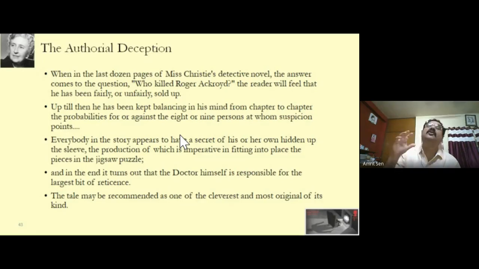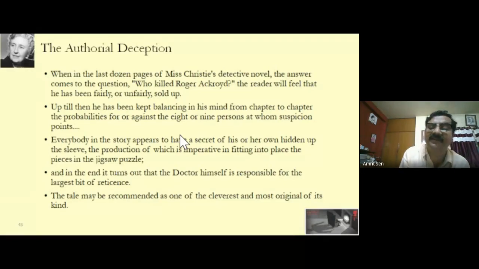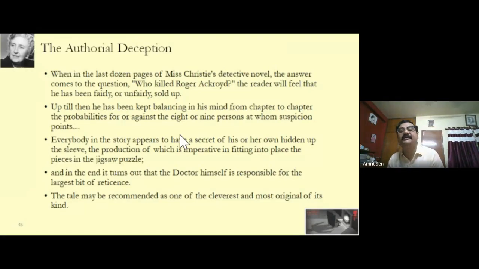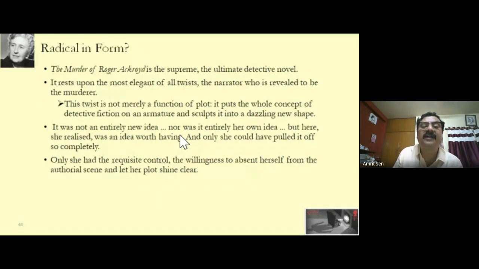So the most important deception is practiced by the narrator. So this is where ultimately the author uses the narrator as the largest deceptor, and therefore plays a trick on the audience. And therefore the tale may be recommended as one of the cleverest and most original of its kind.